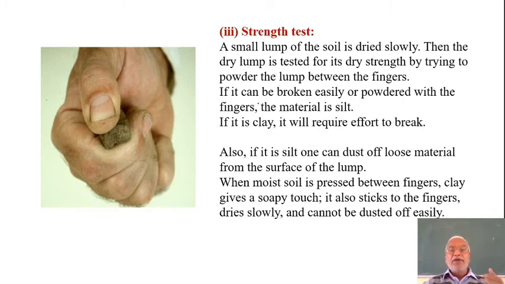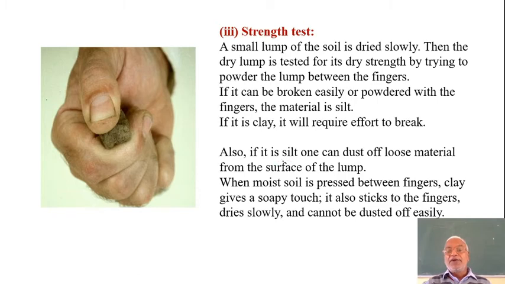Right? If it can be broken easily or powdered with the fingers, the material is silt. It will not be possessing much strength. So if it can readily be broken, easily pressed, and then particles can be separated, then it will be silt. Right? If it is clay, it will require a lot of effort to break it. Right? If you are not able to squeeze it easily, then you can say that the lump consists of more clay particles.